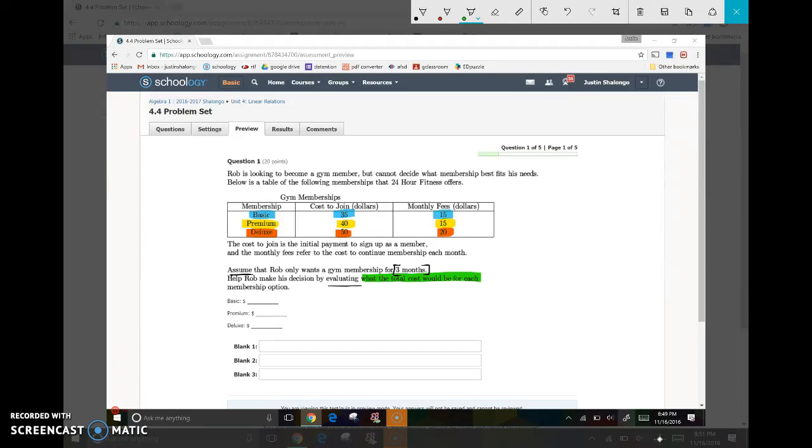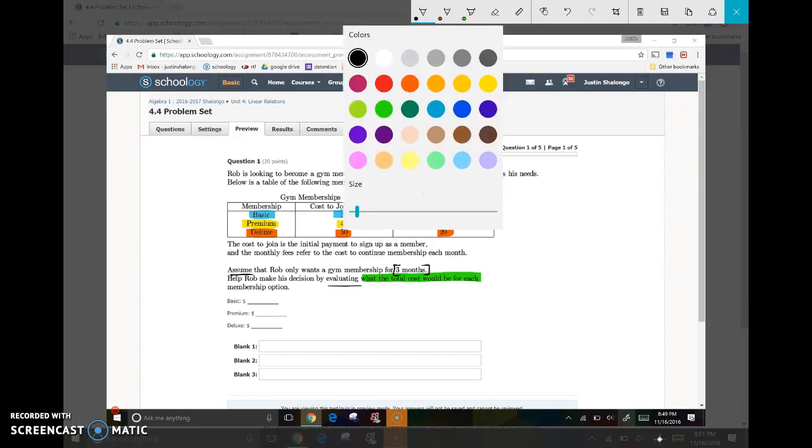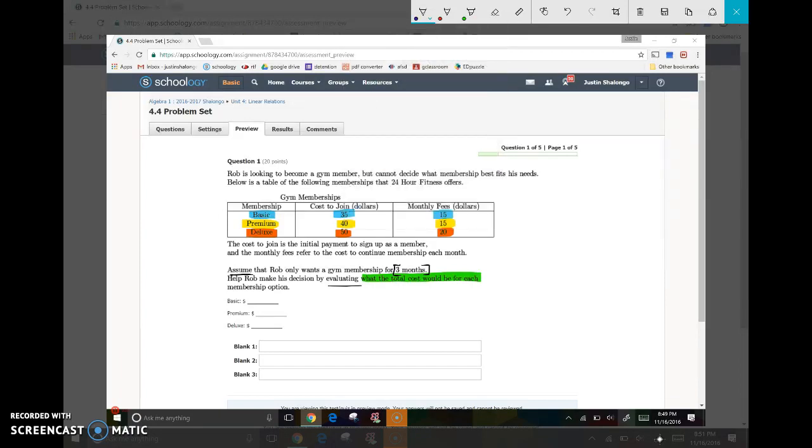So what we have to figure out is, for 3 months, how much is it going to cost for the basic membership, the premium membership, and the deluxe membership. So let's just do some quick math, and then we'll talk about how this relates to the linear relations that we've learned. So some quick math.